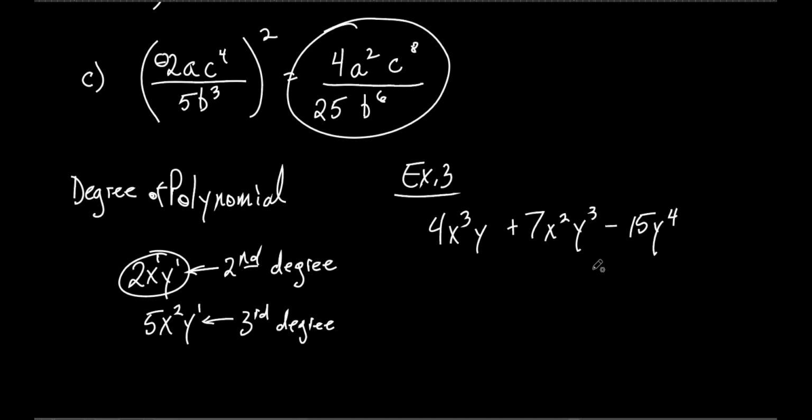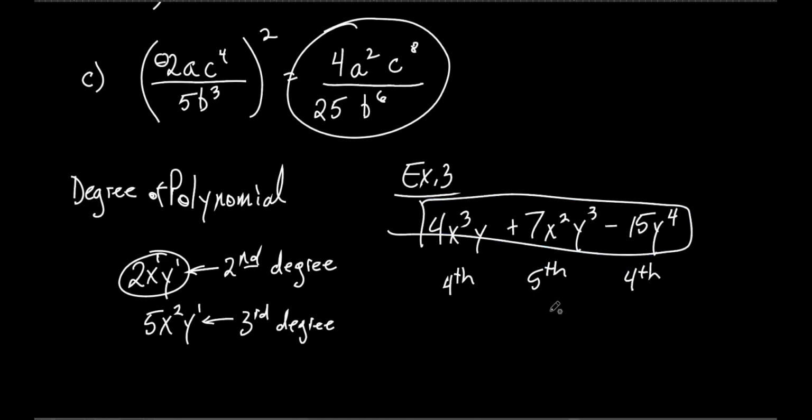What is the degree of the whole polynomial? It's whatever term has the highest degree, all right? So I find the degree of each of the terms, just like I did here. What's the degree of this term? That's a 4th degree. What's the degree of this? That's 5th. And what's this? It's 4th. So what's the degree of that whole entire polynomial? It's the higher one, right? It's a 5th degree polynomial. We good? All right, enough of that.